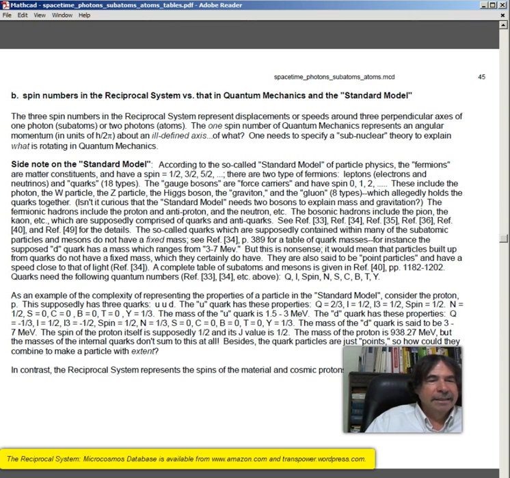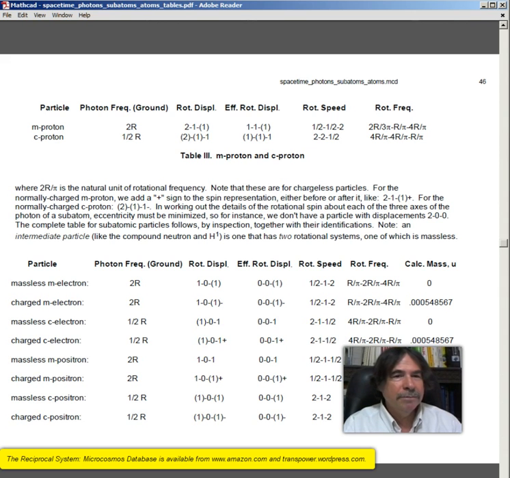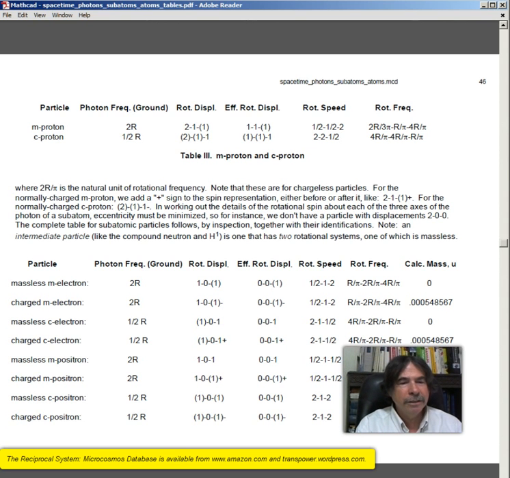In contrast, the reciprocal system represents the spins of material and cosmic protons as follows. And here you can see table 3, material proton, proton, cosmic proton, where 2r over pi is the natural mean of rotation frequency. Note that these are for chargeless particles. For the normally charged M proton, we add a plus sign to the spin representation either before or after, like 2-1-1 plus. For the normally charged C proton, it would be parentheses 2, parentheses 1-1 minus.